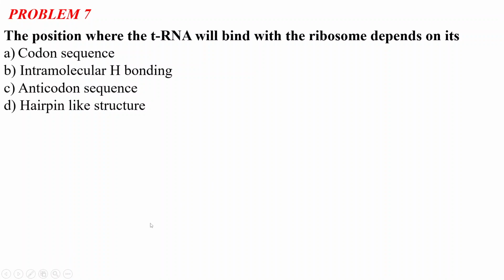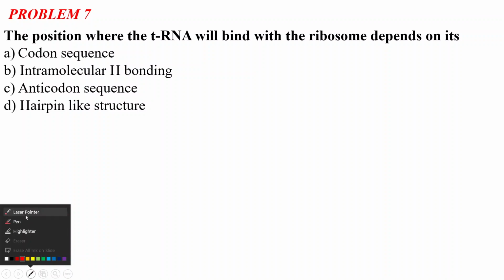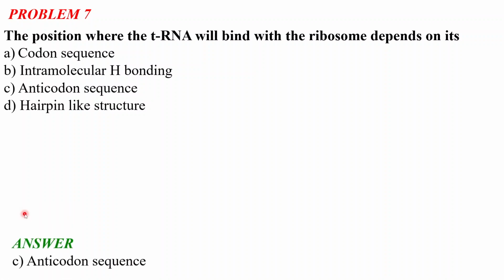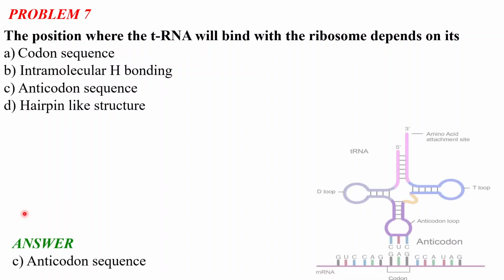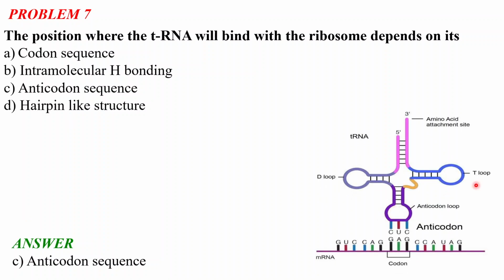So, the correct answer will be number C, anticodon sequence. This is the structure of a tRNA. We have the 3' portion, which is the amino acid attachment site. Then we have a T loop, an anticodon loop, and a D loop. In the anticodon loop we have a particular sequence of three bases, and this sequence is called the anticodon sequence.